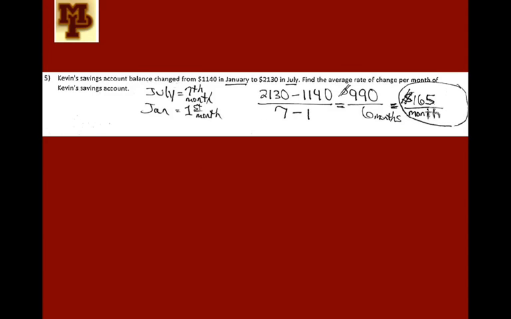Okay, one theme that is going to come up pretty often is average rate of change. So I want you to think slope. So slope, think subtracting the y's over subtracting the x's. So we're going to take the money, those would be the y values, so 2130 minus 1140, and then on the bottom, we want to subtract how much time has passed, and that's the number of months. So July is the 7th month, and January is the 1st month. So we subtract those, that's 6 months. So 990 divided by 6 months, the average rate of change per month is $165.